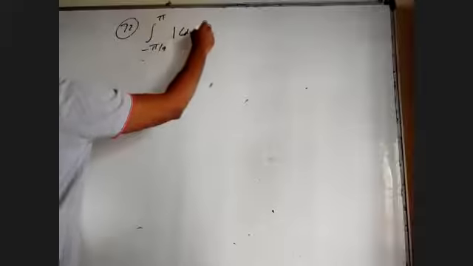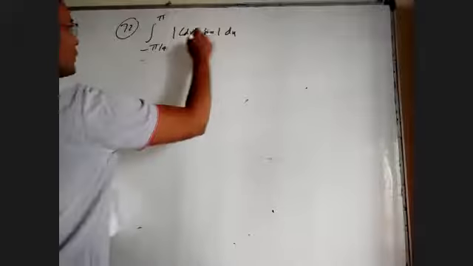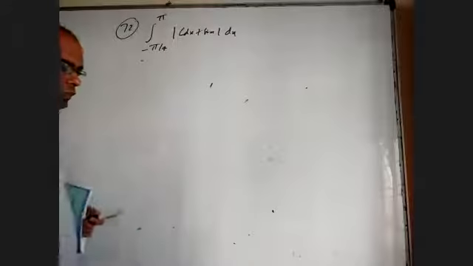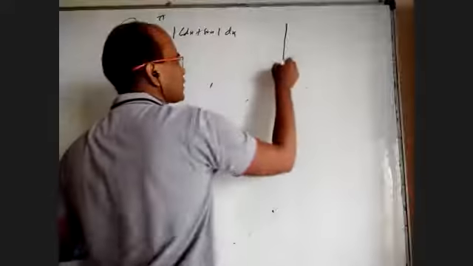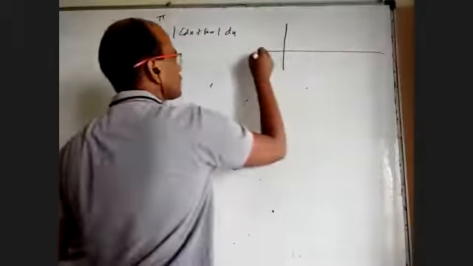Integral minus pi by 4 to 5 pi, mod cos x plus sin x dx. So basically you have to know when it is positive and when it is negative. I can multiply through by 2 and divide with root 2, and then write it as cos x plus pi by 4 or something like that. I can do it. Or let me draw the graph of cos x and minus sin x.